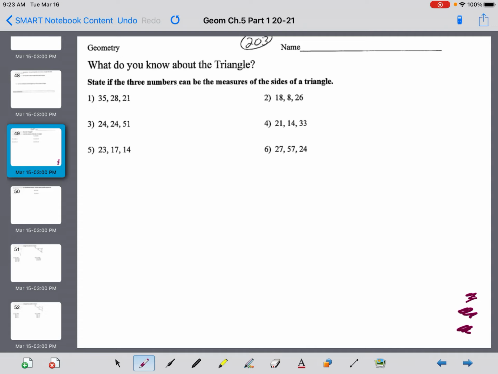All right, for the first group of questions, it says state if the three numbers can be the measures of the sides of a triangle. Remember, we only have to test the two shortest. The two shortest, if they are greater than the longest, then it can make a triangle. So in number 1, we would use the 28 and the 21. And that's 49 when you sum those together. And 49 is greater than 35. So number 1's a yes. That can make a triangle.